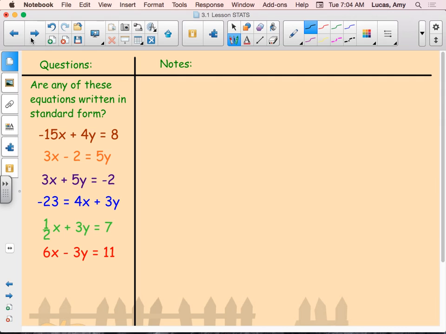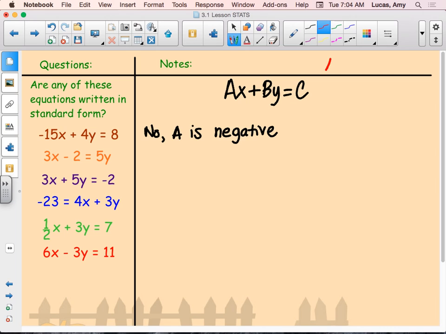So the first one is not in standard form because A is negative, and that is not allowed. So remember our standard form, AX plus BY equals C. And we could say A has to be a whole number, B and C must be integers. And the terms have to be in that order. Look where your equal sign is. A has to be with X plus B with the Y equals C, which is the plain number, an integer.